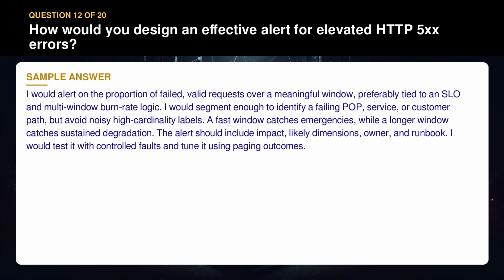A fast window catches emergencies, while a longer window catches sustained degradation. The alert should include impact, likely dimensions, owner, and runbook. I would test it with controlled faults and tune it using paging outcomes.